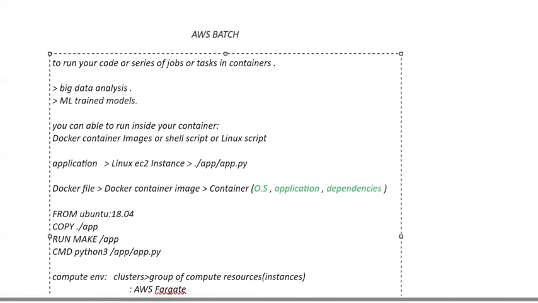So if anybody asks you when do we use ECS and when do we use batch: we use ECS for hosting, and we use batch for processing. To process your data, you need to use this batch. To host your applications, you need to use ECS.